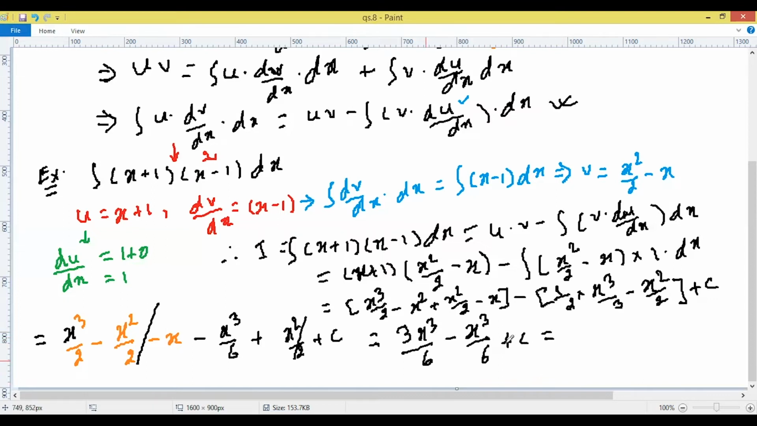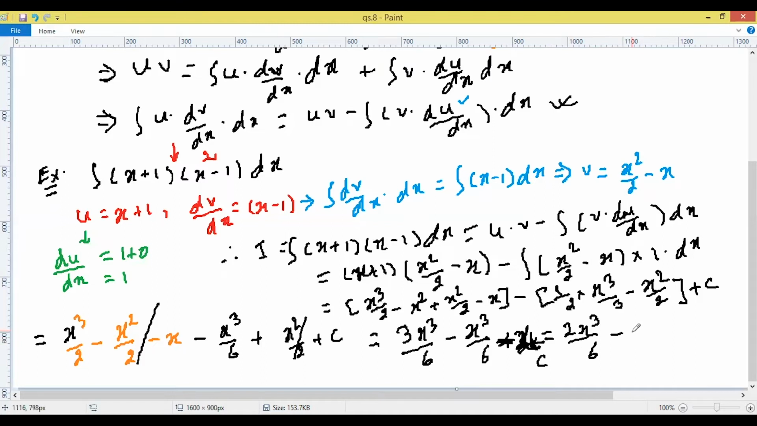Just take the LCM, or otherwise we can say that this is 3 minus 1. Now as the denominators are the same here, we have 2 x cubed by 6 minus, yes, we are missing one term over here, so negative, this is minus x remained here, so you can put here minus x. So it is 2x cubed by 6, and then minus x and plus c.